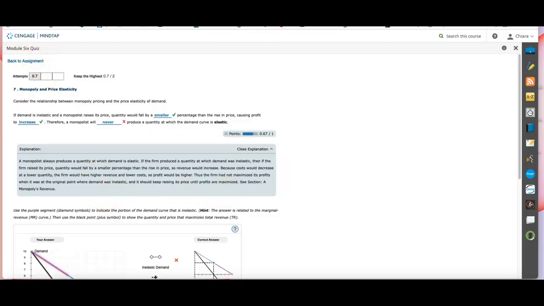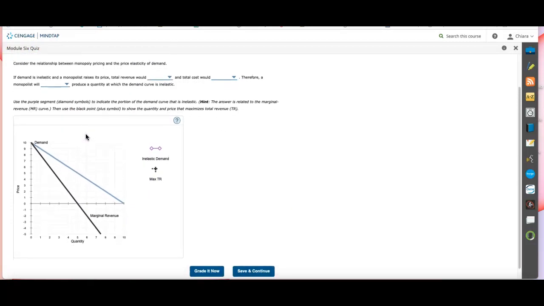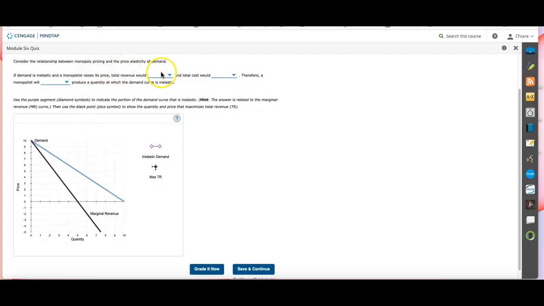Now question number 7. So let's work on this question. Monopoly pricing and price elasticity of demand. If the demand is inelastic and a monopolist raises its price, the total revenue would do what? If the demand is inelastic and you raise the price, then total revenue will increase. The total cost would decrease.